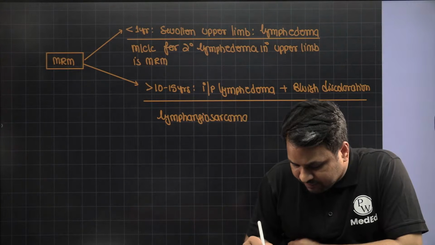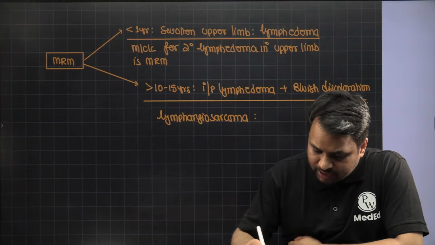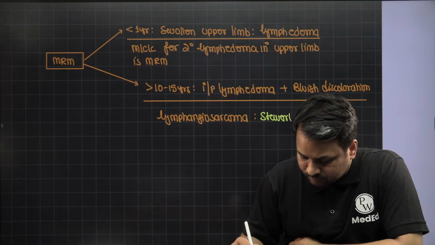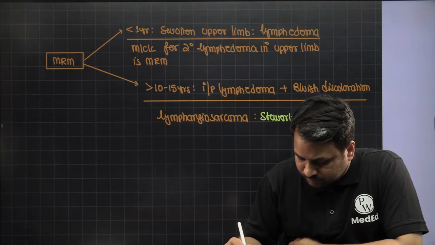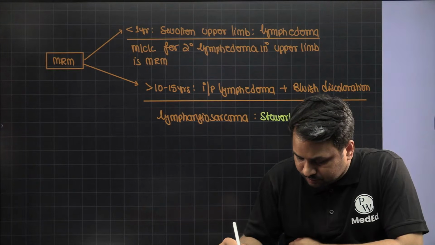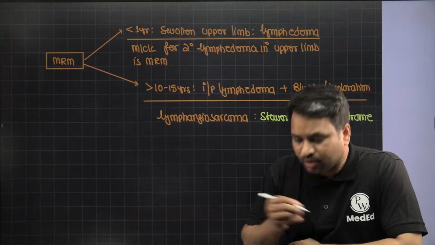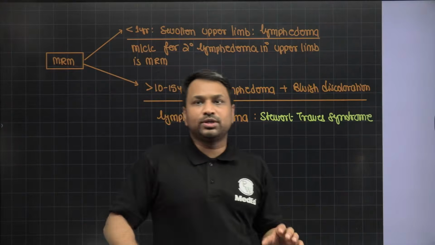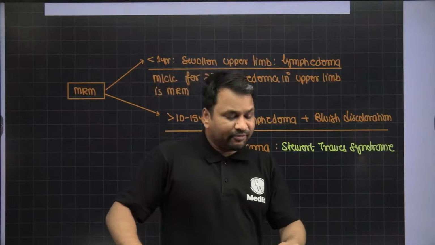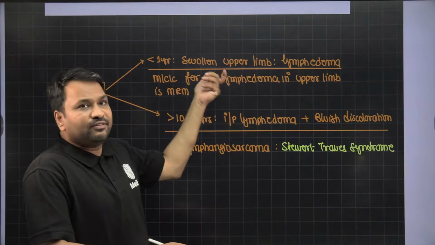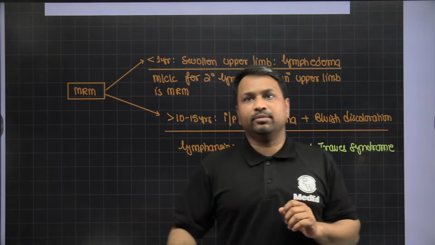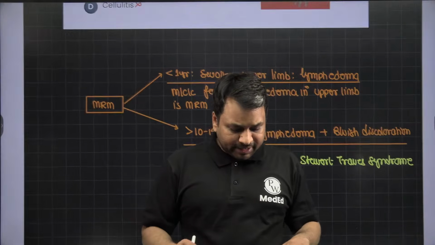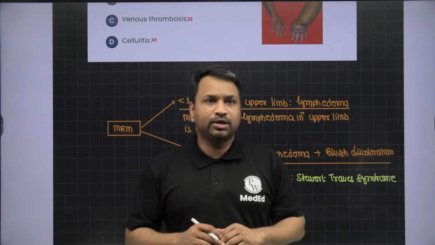This is called lymphangiosarcoma. This condition is what we call Stewart-Treves syndrome. The most important thing for Stewart-Treves syndrome is that there has to be a wait period of 10 to 15 years. Within 1 year, it is going to be lymphedema. And after 10 to 15 years, it is going to be Stewart-Treves syndrome.